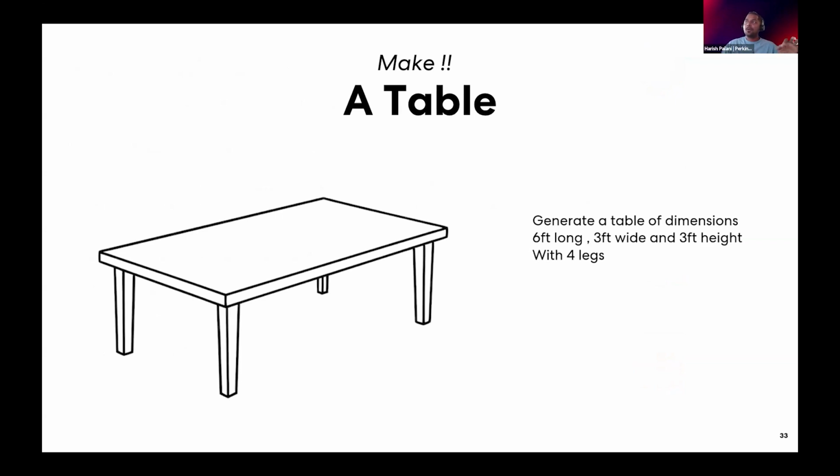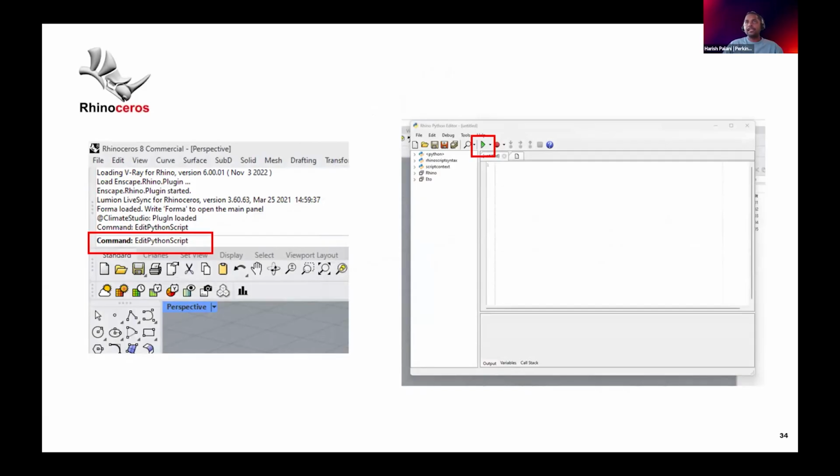I want you all to make a table in Rhino, which is 6 feet long, 3 feet wide, and 3 feet high with 4 legs, without any modeling. All you're going to do is prompt this in ChatGPT or Gemini or Claude, and use the Python code it generates to create a table in Rhino. If you have Rhino open, the command is Edit Python Script. Once you type this command, you'll have a Python editor window, and the code that you generate in ChatGPT, you can copy paste over here. I'll show you an example.